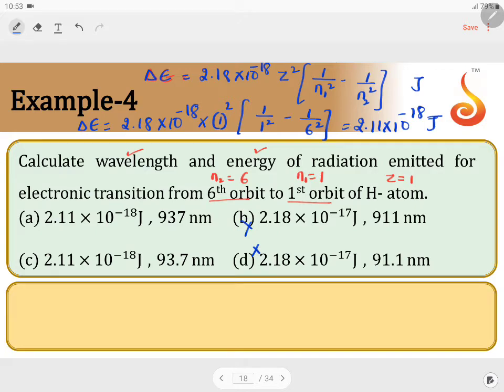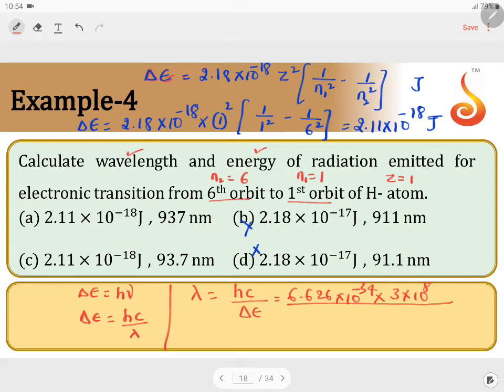So now using the energy, let us calculate the wavelength. We know that delta E is equal to h nu, or we can say that delta E is equal to hc by lambda. Our intention is to calculate the wavelength. Wavelength is equal to hc by delta E. H is 6.626 into 10 power minus 34 into C is 3 into 10 power 8 by delta E, which is nothing but 2.11 into 10 power minus 18. So you just substitute the values.